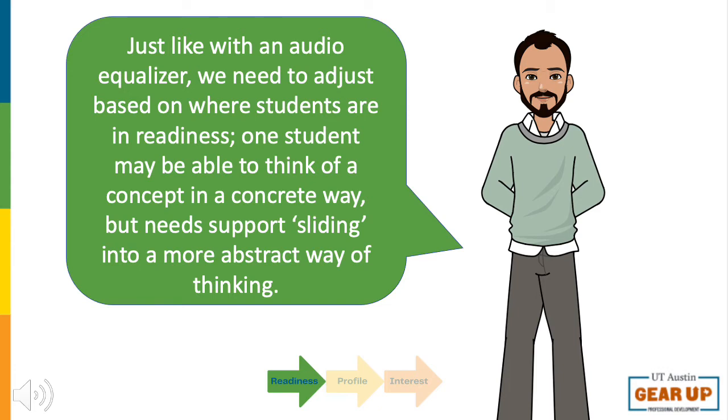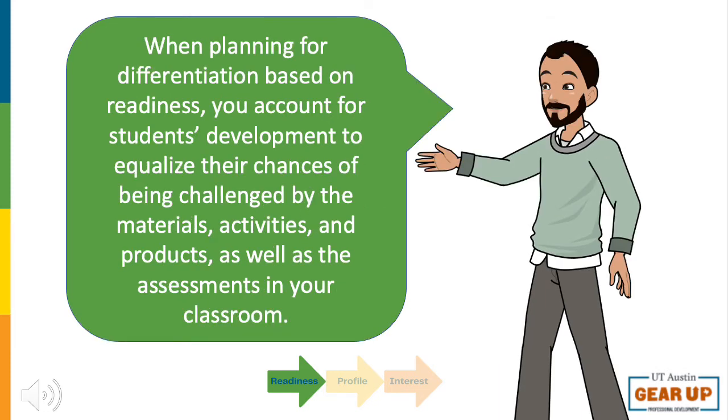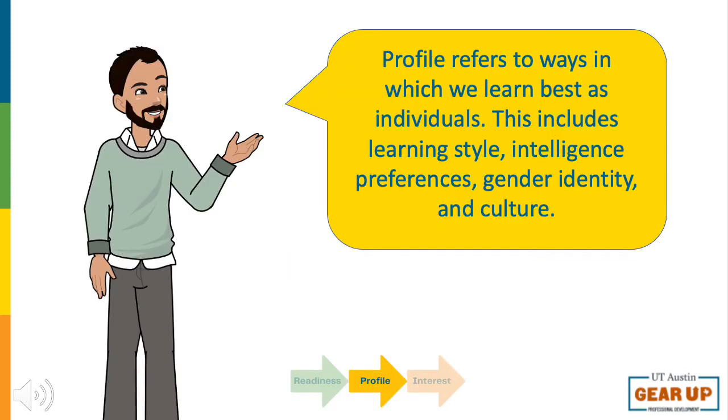One student may be able to think of a concept in a concrete way, but needs support sliding into a more abstract way of thinking. When planning for differentiation based on readiness, you account for students' development to equalize their chances of being challenged by the materials, activities, and products, as well as the assessments in your classroom.